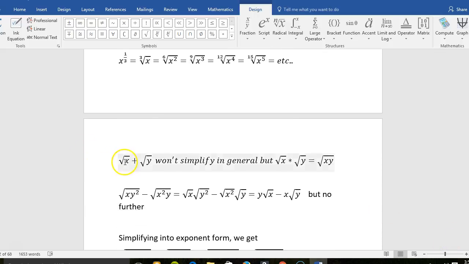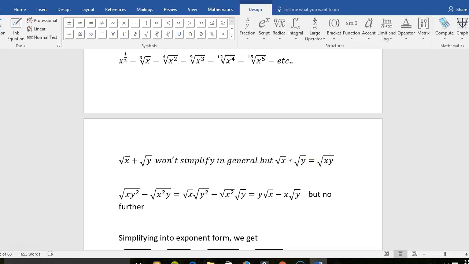Now be careful. Radical x plus radical y will not simplify in general. You can't bring the plus y inside. You can't say the radical of x plus y. Now you can bring the multiplication inside. Radical x times radical y is radical xy.